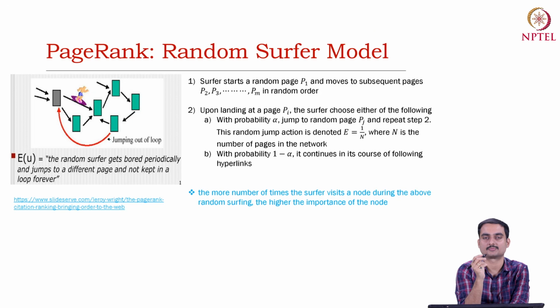And what is the teleportation probability? Teleportation probability is uniform. It's 1 by n for all the nodes. Also you can make it different depending on your applications. We will discuss some variations of PageRank like personalized PageRank and topic sensitive PageRank, where you can set this teleportation probability based on your need.